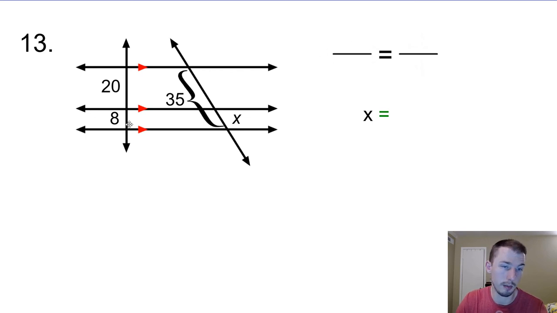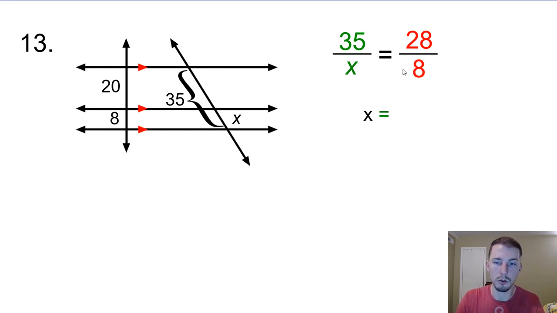So again, they're parallel, so transversals. If I extend these out, they're going to be similar triangles because the angles are the same. So 35, the whole thing, goes to the whole thing over here, which is 20 plus 8, which is 28. So the whole thing, 35, goes to the sum of these two, 28, just as the small part x goes to this small extension of 8.